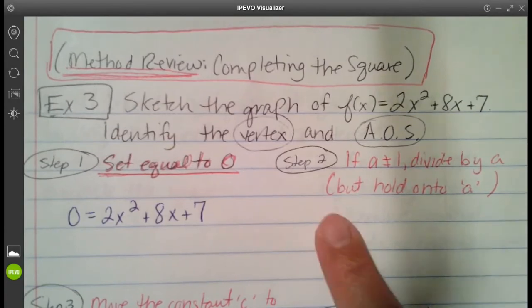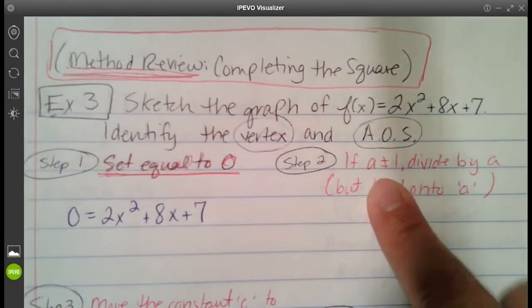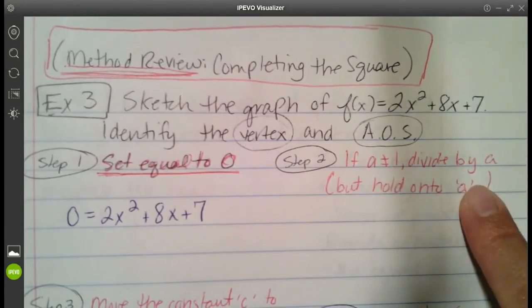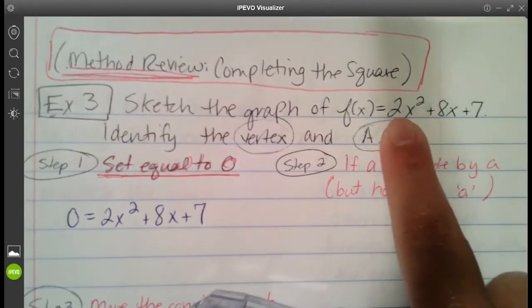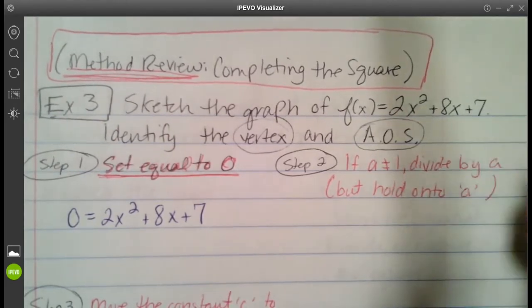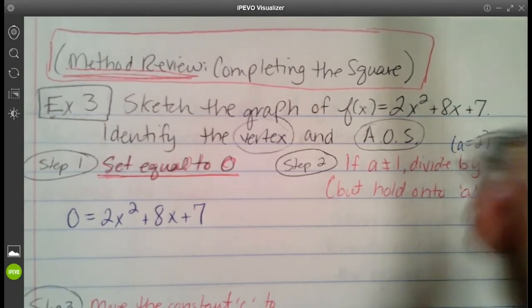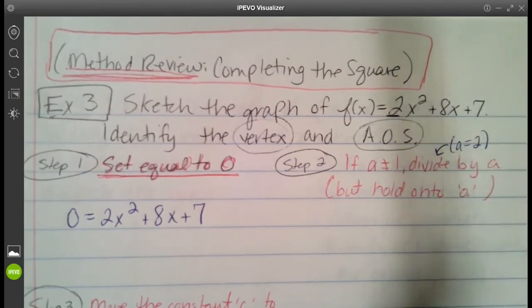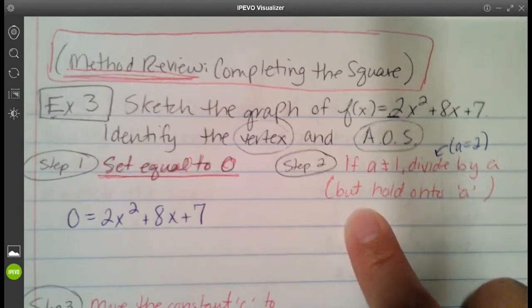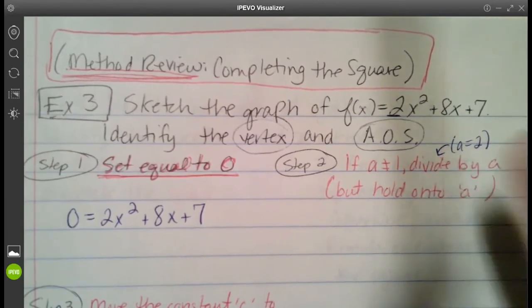Okay. Step number 2, this is where it gets a little tricky. If a is not equal to 1, we have to divide by that number because otherwise we won't be able to complete the square as nicely. So in this case, our a is equal to 2. I'm going to put here in parentheses, a is equal to 2, for this step, and that's coming from right here. So we are going to have to divide it out, but hold on to it. In other words, we're not quite done with that 2 yet.